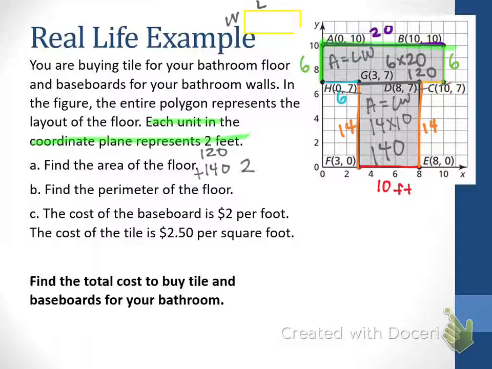260. It's 260. And it would be its area. It is square feet. And I'll explain what that means. I'll give you a second to write it down.